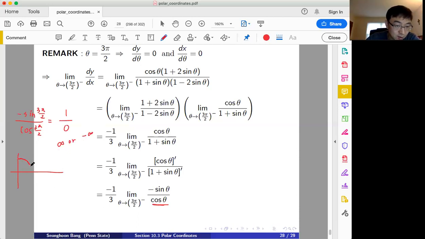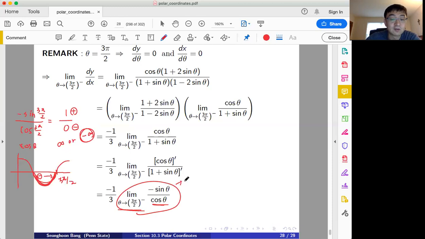Look at the cosine function. It looks like this. This angle is 3 pi over 2. The top is positive, very clear. For the bottom, theta approaches 3 pi over 2 from the left. What happens to the cosine function? Cosine is under the x-axis, a negative number. So this whole thing approaches negative infinity.